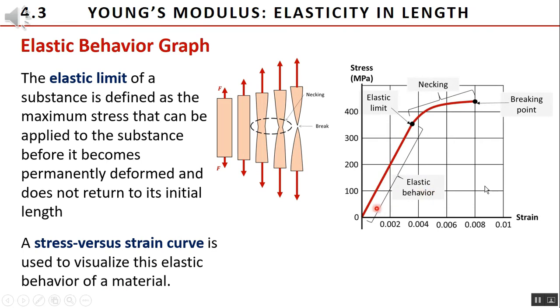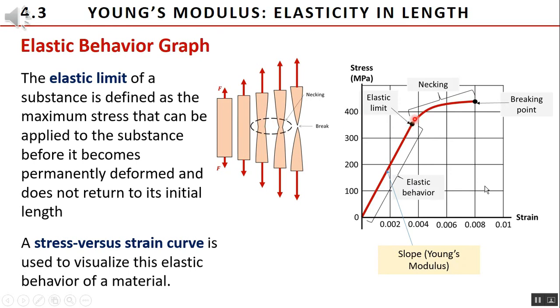Initially, the curve is a straight line, with a slope equivalent to the value of Young's modulus of the material. Here, we see that the elastic limit is around 350 megapascals. This is the maximum stress that can be applied without causing any permanent deformation on the body.